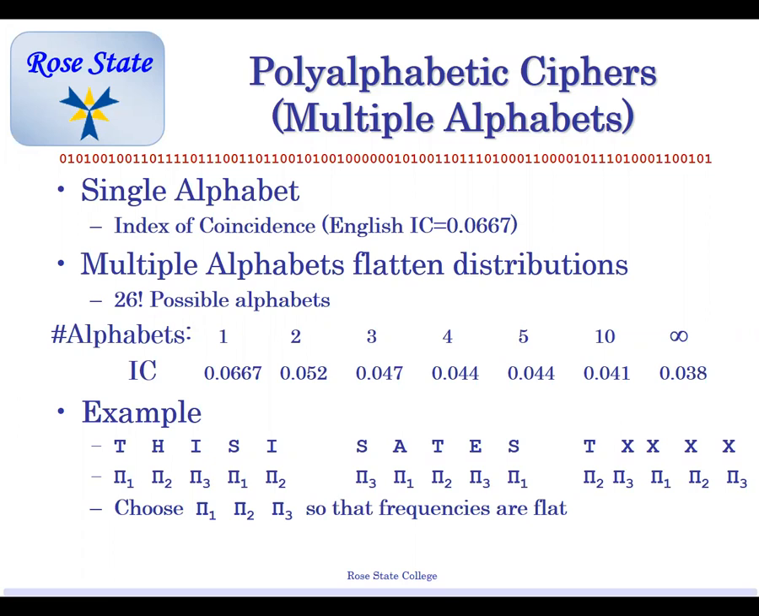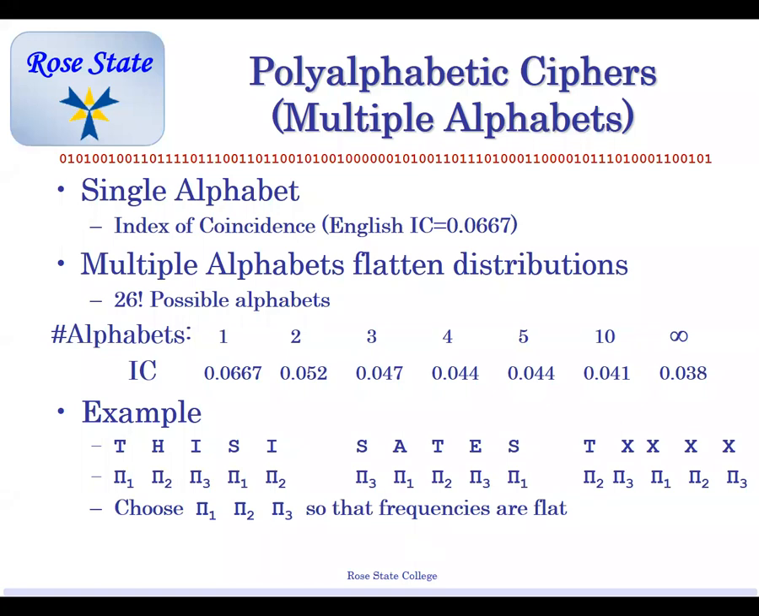So what we mean by this is, if I have the phrase, this is a test. The first letter, the T, we encrypt with the first alphabet. The H, the second letter, we encrypt with the second alphabet. The I, the third letter, we encrypt with the third alphabet. Y'all with me so far? The S, we now encrypt with the first alphabet again. The I with the second, the S with the third, then the A with the first again, the T with the second, the E with the third.